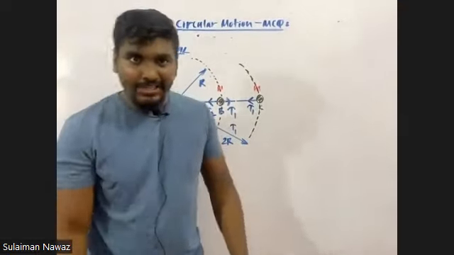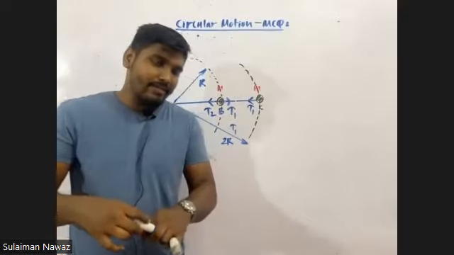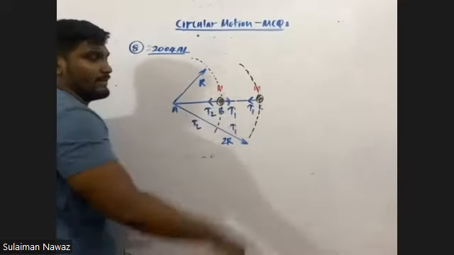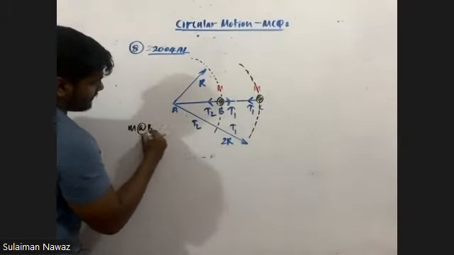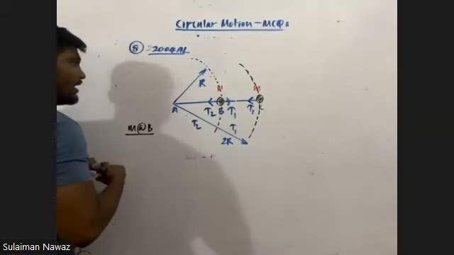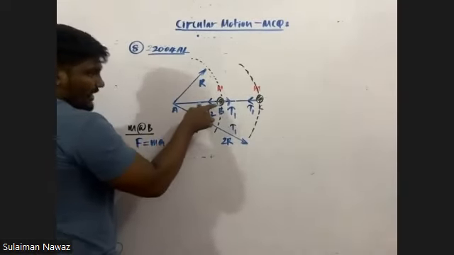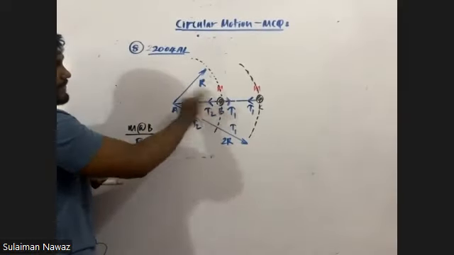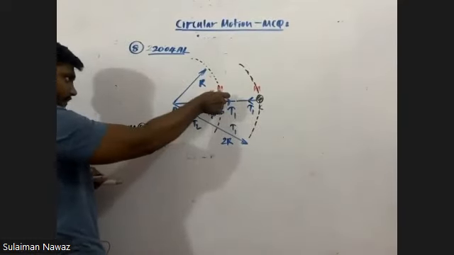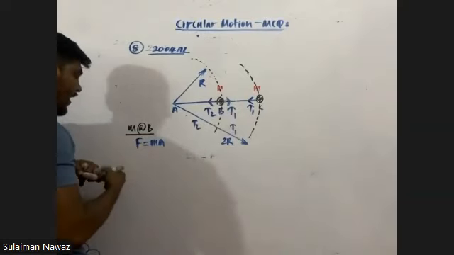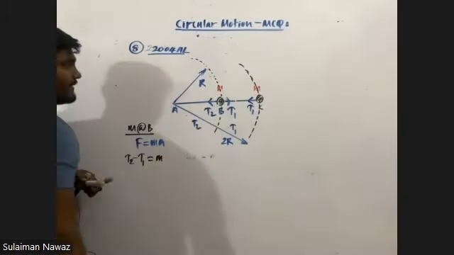Now they are asking for the relationship between T1 and T2. What you should do is always apply F equals ma. So when I consider this simple M mass at capital B, I can apply F equals ma. What is the resultant centripetal force acting on this simple M mass? T2 minus T1. T2 minus T1 equals M times the centripetal acceleration.